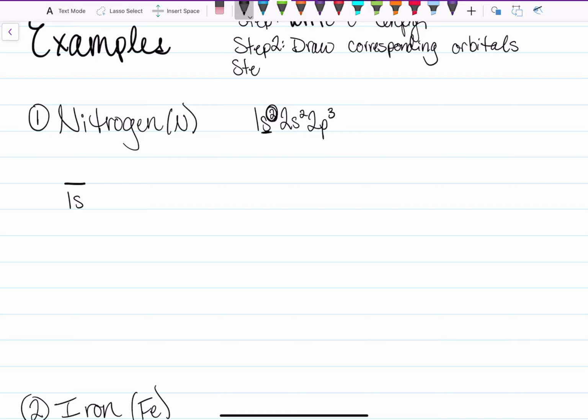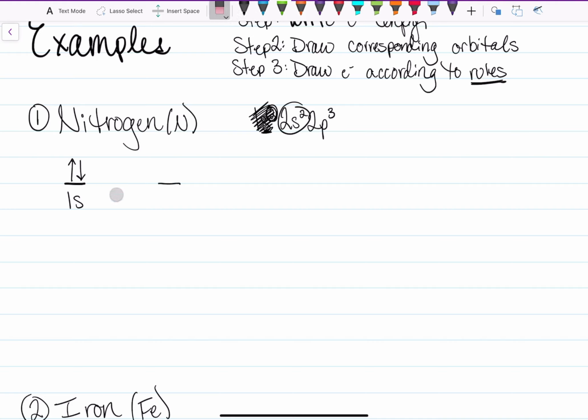So step 3 is draw electrons according to rules. And these rules are the ones we talked about before: Aufbau, Pauli, and Hund. We've got an arrow going up and an arrow going down. So 2 arrows for 2 electrons. And we are done with the first part. The next thing we're going to draw is 2s2. Because it's an S, it only gets 1 line. Let's leave some space here between these 2. You don't have to add a comma or anything, but we'll leave some space. Let's label it as 2s, and then we have 2 electrons, 1 going up, 1 going down.